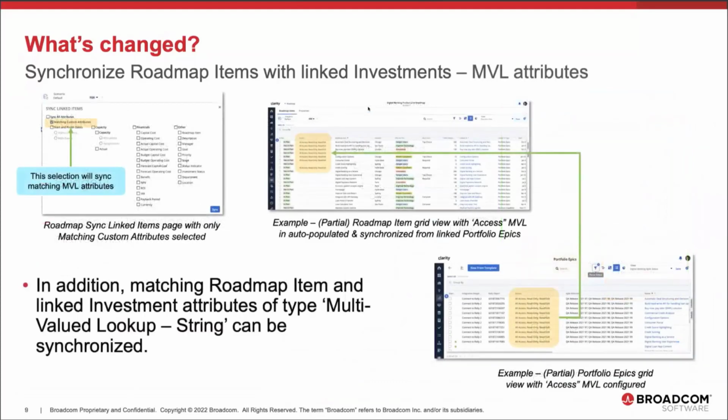In addition, matching roadmap item and linked investment attributes that are using the multi-value lookup can also be synchronized from the underlying linked investment to the roadmap. Here's an example of an access attribute that's got multiple attributes, and then that'll also be synchronized directly right into the roadmap.